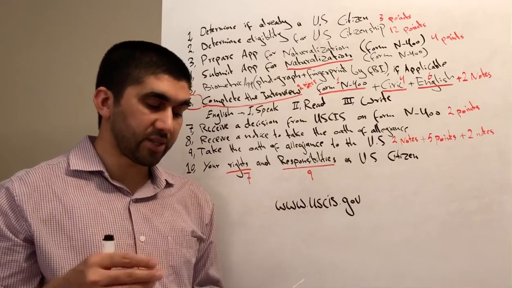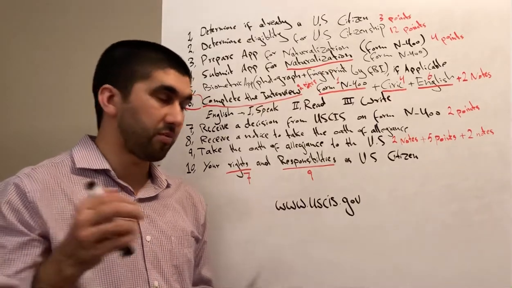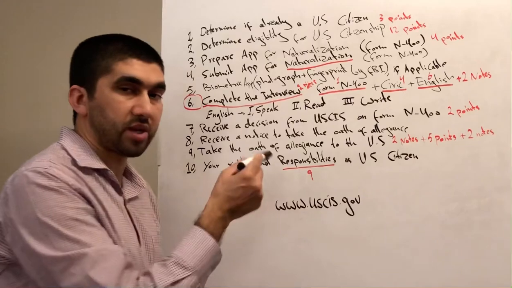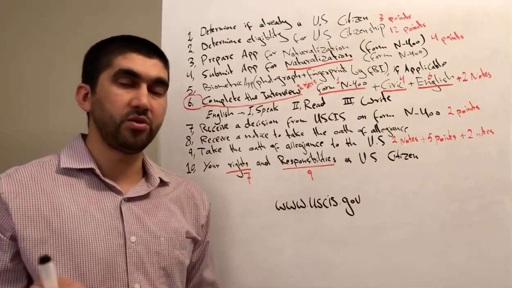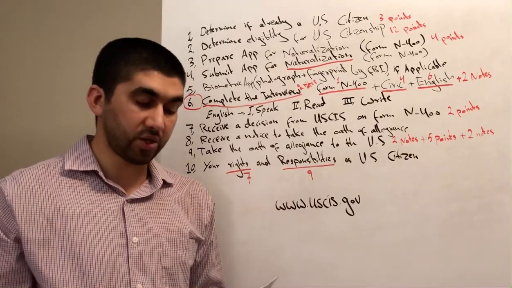The second point is that those 100 possible questions are posted on USCIS, but you can also see them elsewhere, on YouTube, and in the different applications people have made.